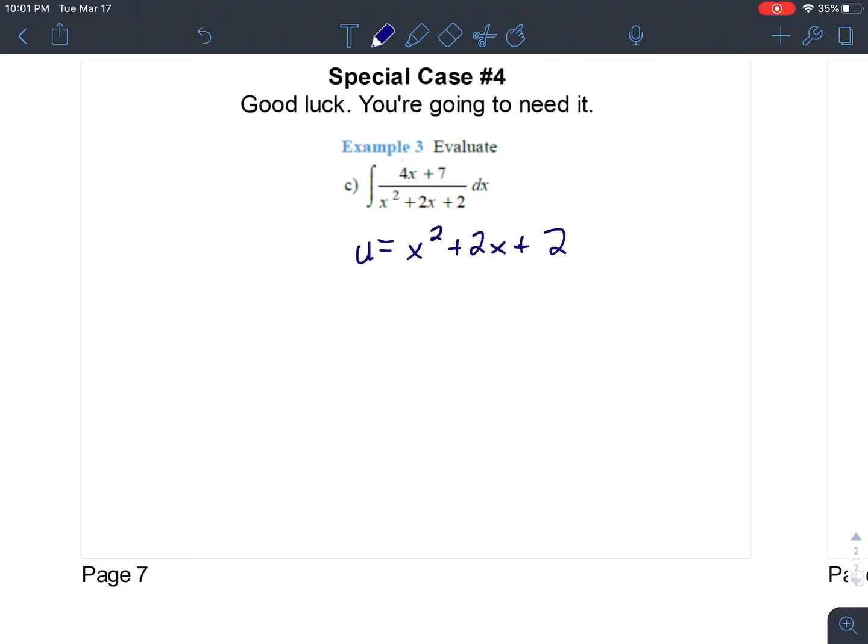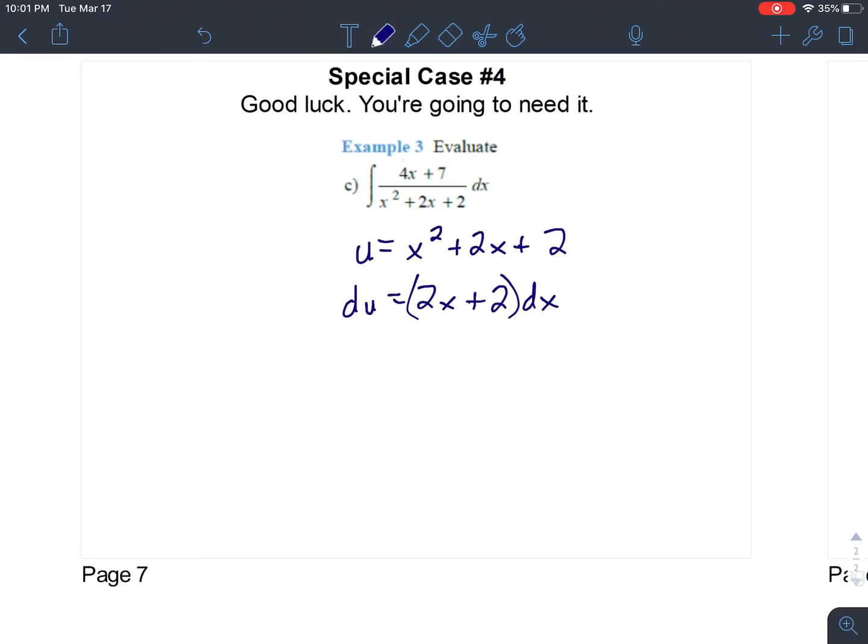So I'm going to start by just saying u equals x squared plus 2x plus 2. Therefore, du is 2x plus 2 times dx. Now, that doesn't take care of everything. Because you may be thinking, oh, well, now that 4x plus 7, we should just figure out how to take out 2x plus 2 and we're good. It's not quite that easy.